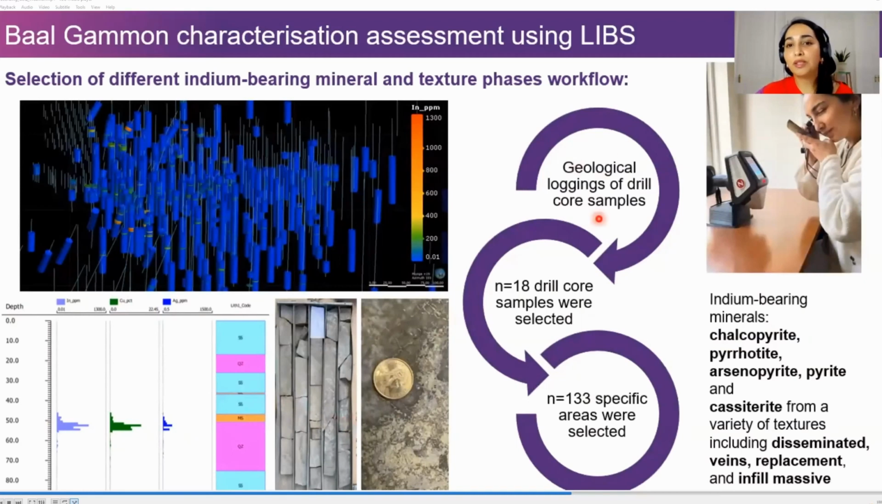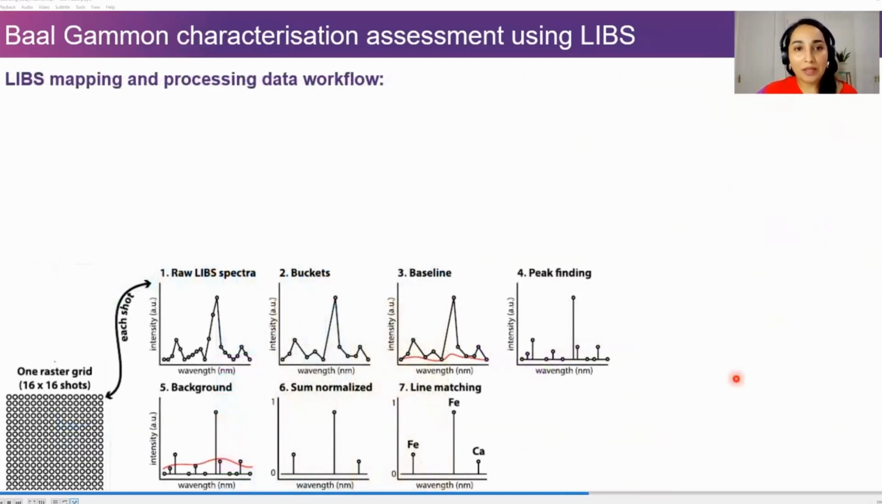So after geological logging of drill core samples, 18 drill core samples were selected. And after that, 133 specific areas were selected to analyze with LIBS. The indium bearing minerals identified were chalcopyrite, pyrrhotite, arsenopyrite, pyrite, and cassiterite from a variety of textures, such as disseminated, veins, replacement, and infill massive sulfide. In that case, this is a diagram or workflow modified from Lovelace et al.